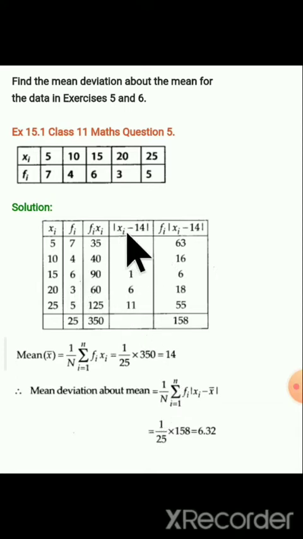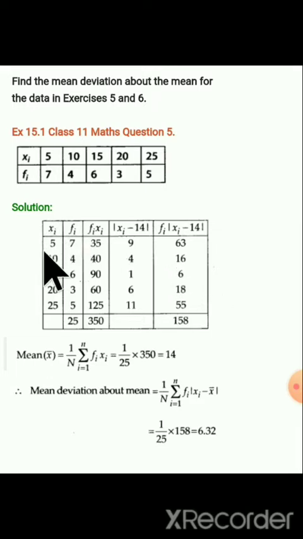So here x bar equal to 14. 5 minus 14 equal to 9, 10 minus 14 that is 4, 15 minus 14 that is 1, 20 minus 14 that is 6, 25 minus 14 that is 11. So next multiply these values with frequencies, that is 7 into 9, 63, 4 into 4, 16, 6 into 1 that is 6, 3 into 6 that is 18, 5 into 11 that is 55. Next take the sum of these values, that is 158.